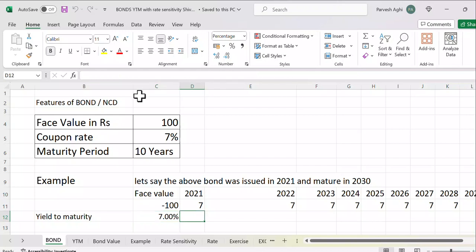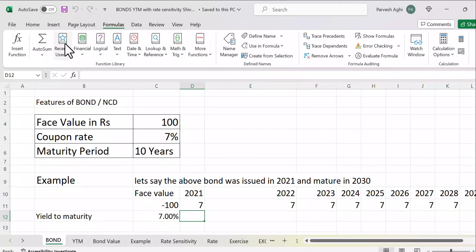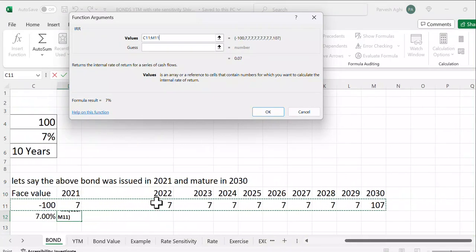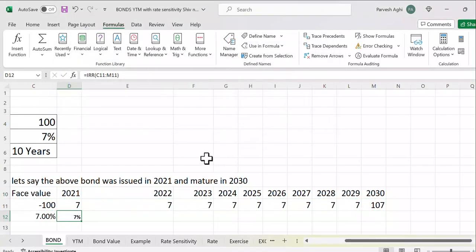So the formula is IRR. Just go to the formula and go to IRR. Okay. And pick up all the values right from the beginning. 100 rupees spent and you got 107 rupees in, say, 10 years. So that means you're getting 7%. It's called yield to maturity. That's a very, very important concept. Never forget yield to maturity. That means if you buy a bond on any day and hold till maturity, the return you're getting is called yield to maturity. Now, this may differ. It looks to be very simple here.